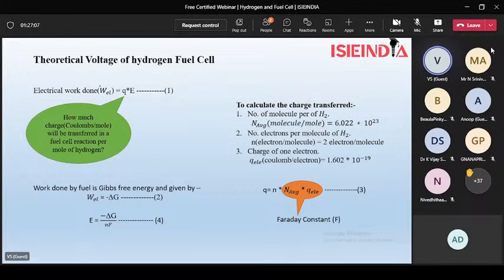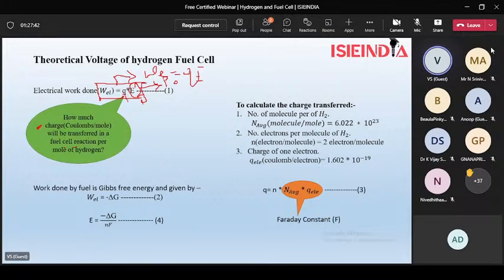For calculating the theoretical voltage, first we will see the electrical work done. We know that the electrical work done is QE, where E is the voltage, or potential, and Q is the charge which will be transferred in a fuel cell reaction per mole of hydrogen. If we look at the fuel cell reaction, hydrogen was given to the anode, and then the overall reaction.